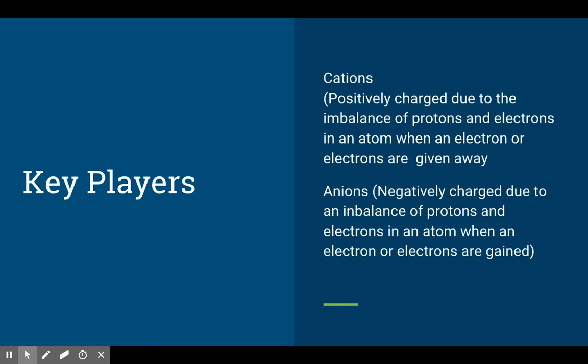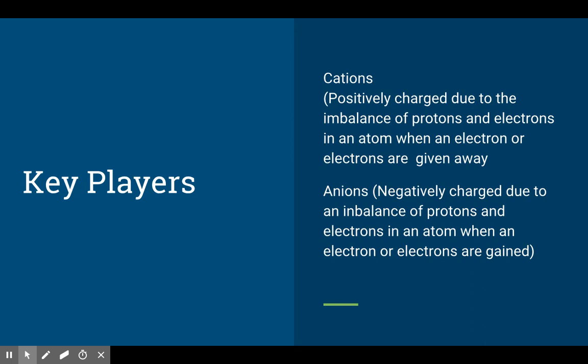A key player is a cation. What's a cation? A positively charged particle. It's due to the imbalance of protons and electrons in an atom when an electron or electrons are given away. So cations are unstable in the sense that their outer shell has more electrons than needed or fewer electrons than needed. The goal is to find a situation in which the outer shell has a full number.